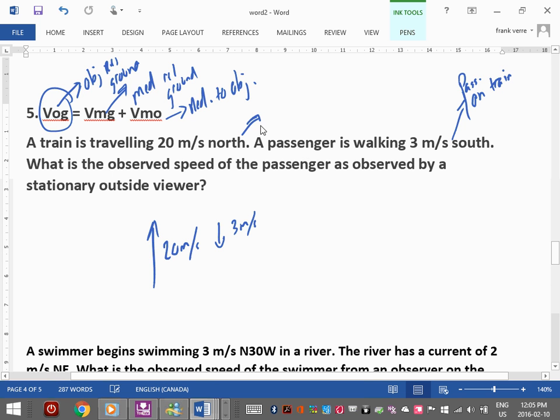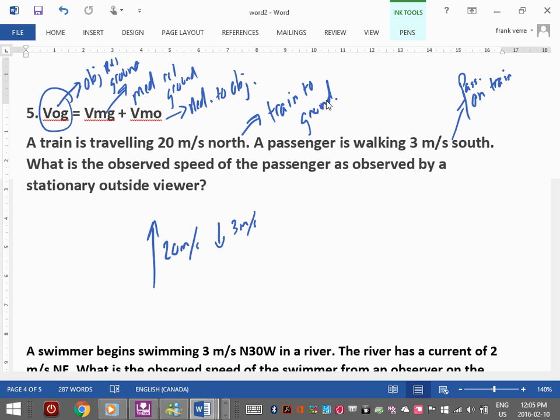This is the speed of the train relative to what do you think? Well, what's the train on? The ground. Train tracks, right? So, if you were an outside observer, actually, let's imagine you were a passenger.